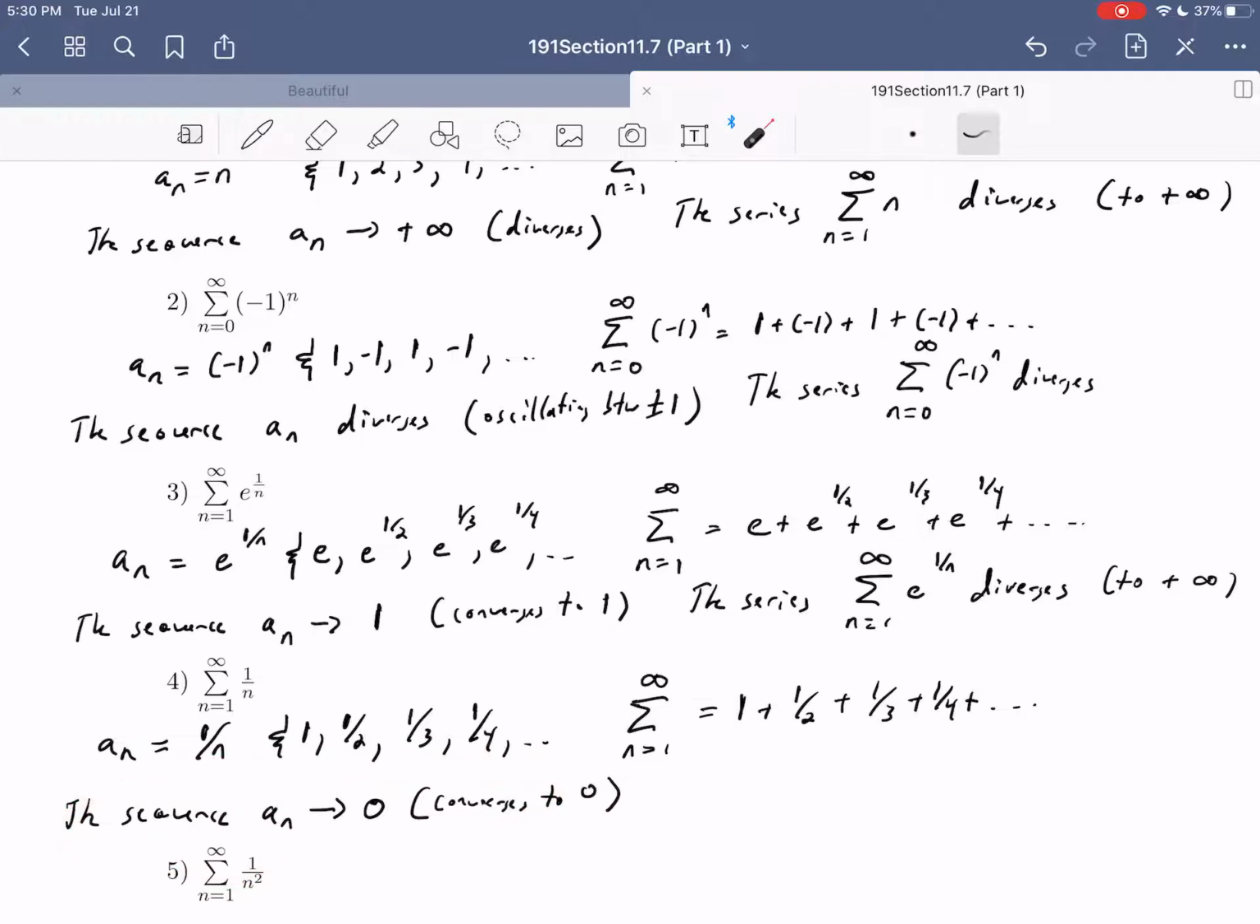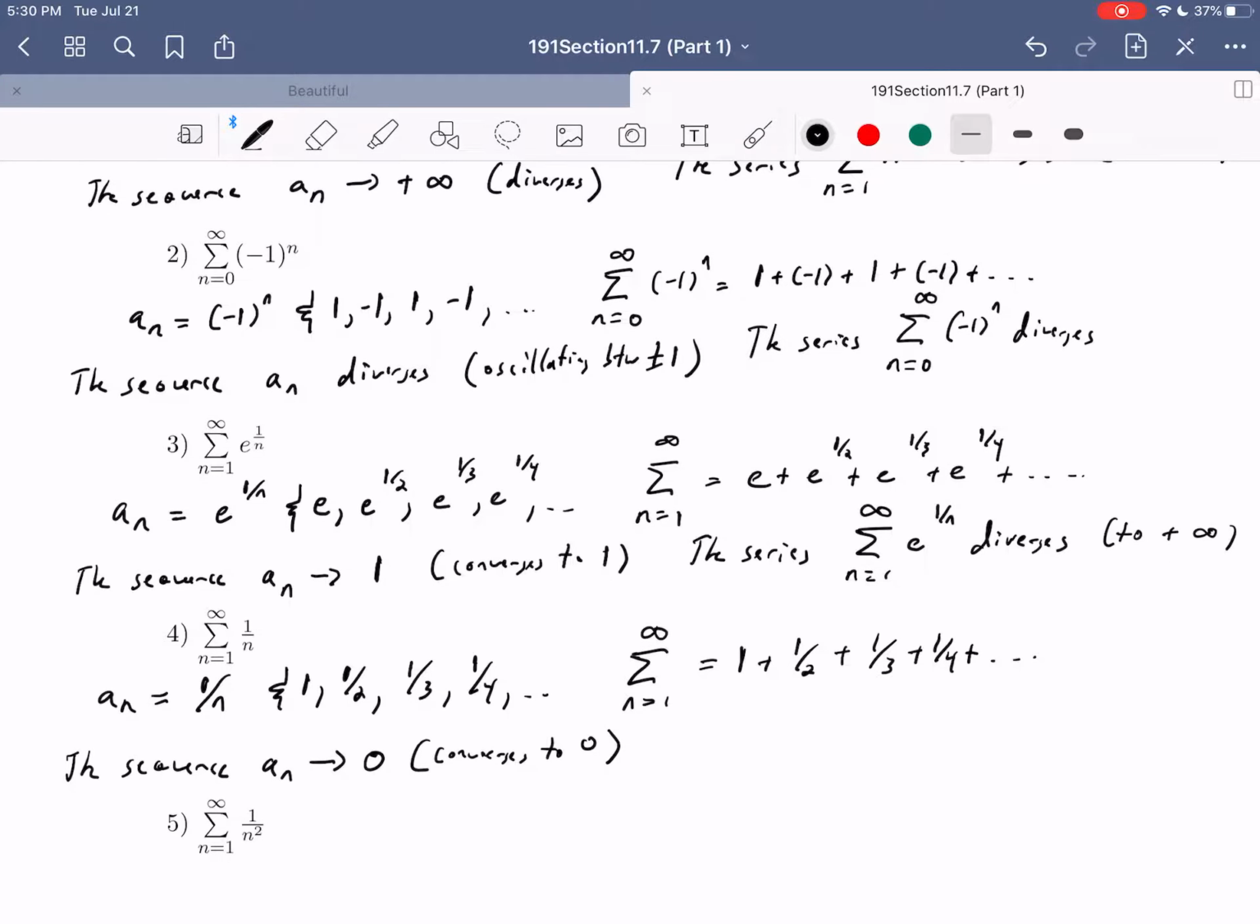Okay, so we have our first one where the sequence is converging to 0. So test for divergence gives us no information. Does that mean that the series converges? Well, no. We know that this harmonic series, as a p-series with power equal to 1, still diverges. We actually proved that using the integral test. So this series still diverges. So the series sum n equals 1 to infinity, 1 over n, diverges.